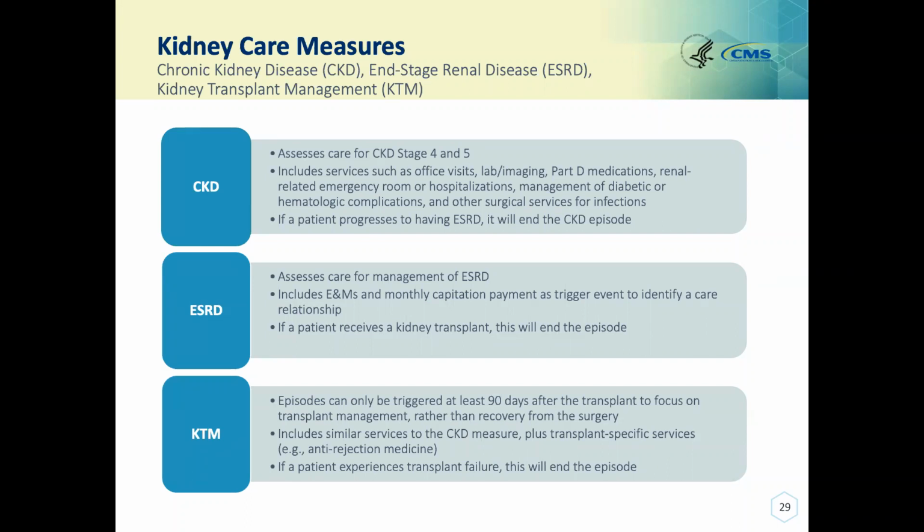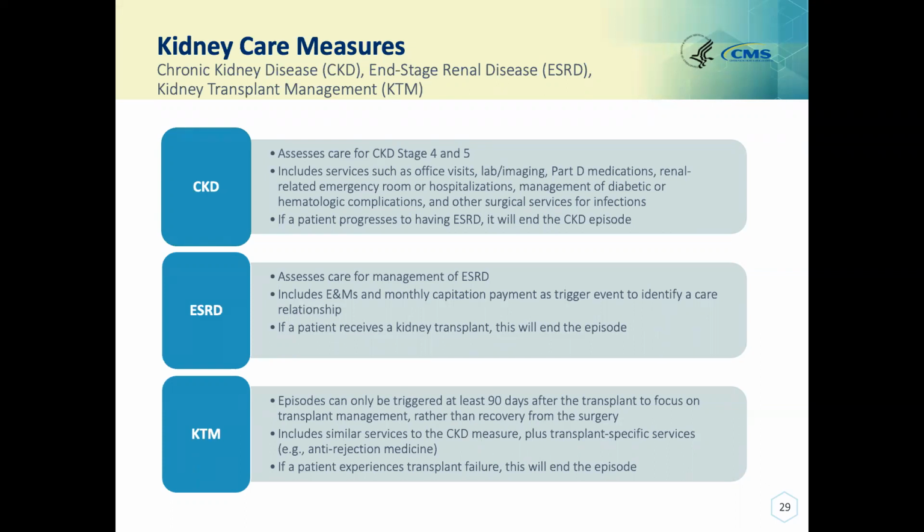If there are services indicating care for ESRD, then an ESRD episode can start. A trigger event for the ESRD measure can be an outpatient E&M service, dialysis education, or monthly capitation payments. Clinically related services are generally similar to those included in CKD in that they include the costs of ongoing kidney care, exacerbations, complications, and also includes the cost of dialysis. If a patient receives a kidney transplant, this will end the ESRD episode as the patient no longer has ESRD.